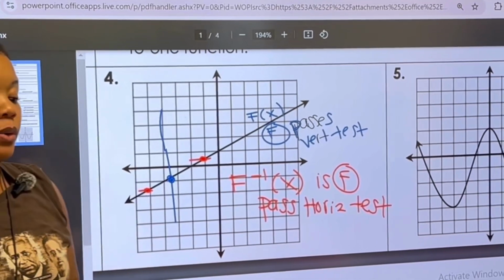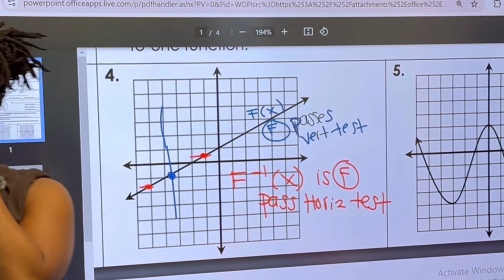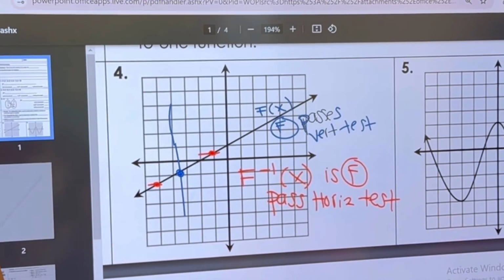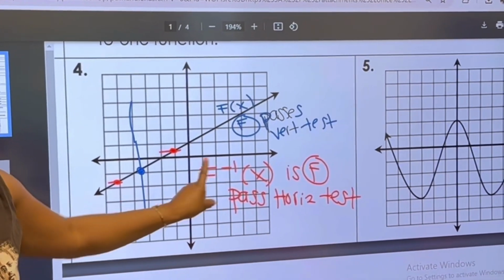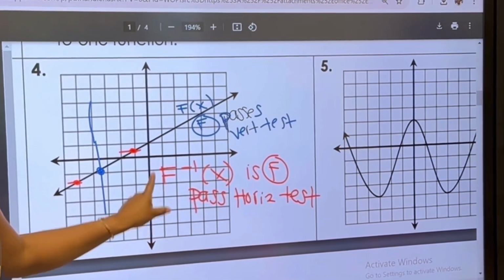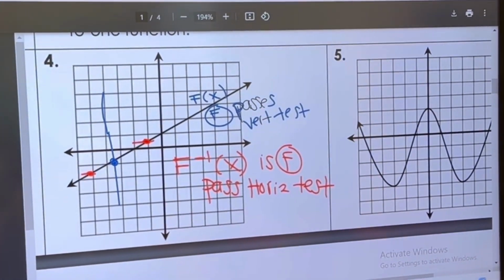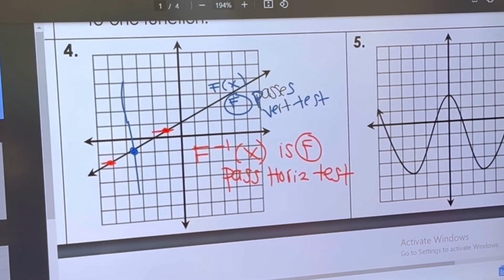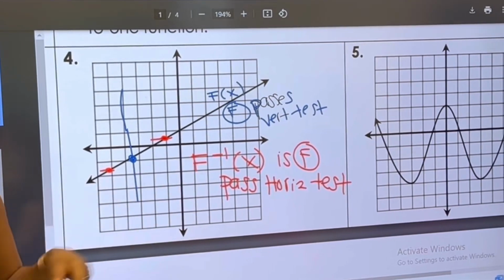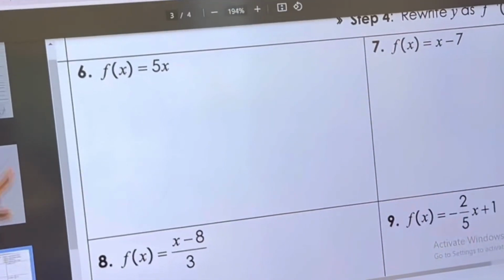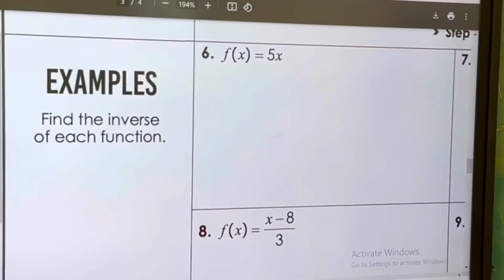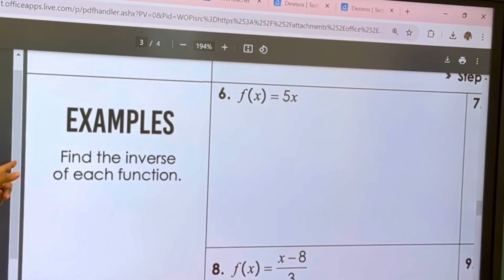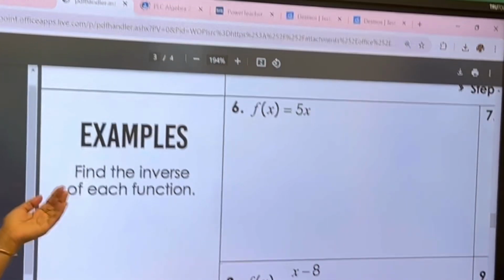Try 5 on your own. We're going to move on for video purposes. Make sure you guys have f negative 1 of x. That means inverse. So think about horizontal line for the inverse. So what if we're given an equation? What is it asking us to find? What does it say on your paper here? Find what? Yeah, find the inverse of each function.